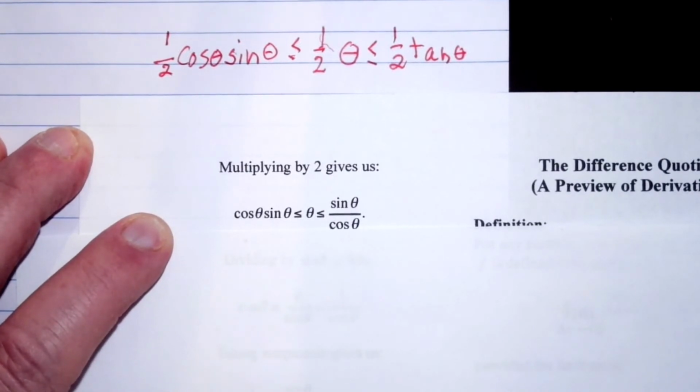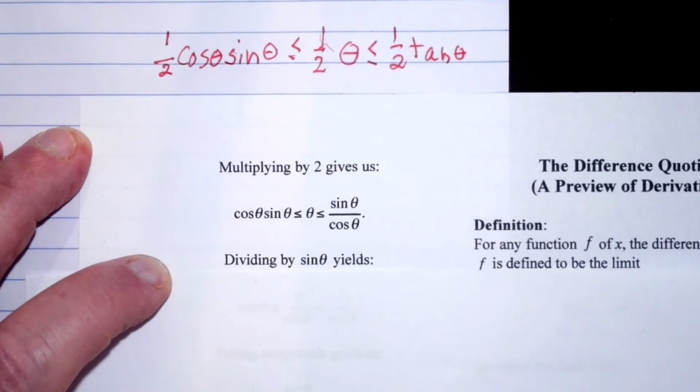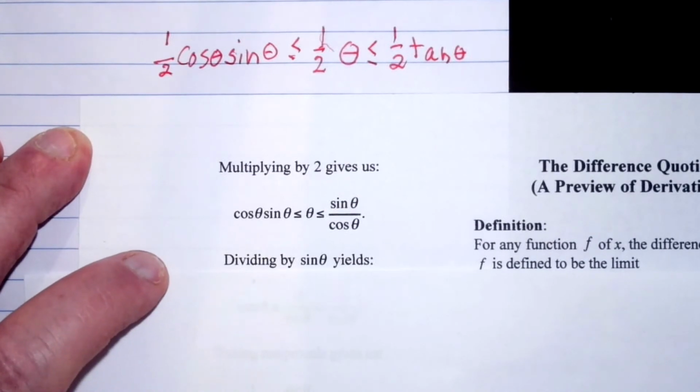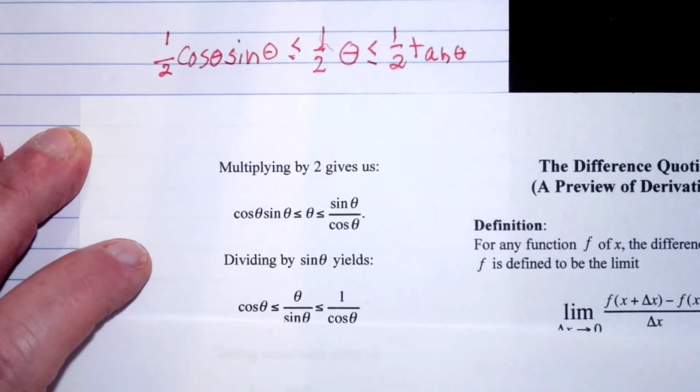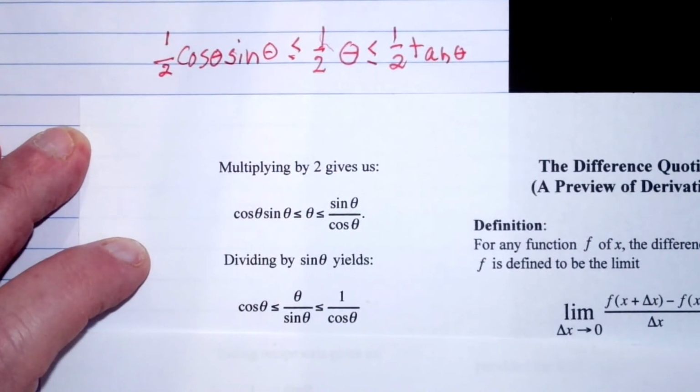Now we're going to divide each side by the sine of theta. And since we're in the first quadrant, the sine of theta is positive, and we're going to be dividing by a positive amount, and that means we don't have to worry about changing directions on the inequalities. So if we divide each of the 3 parts by sine of theta, we get cosine of theta is less than or equal to theta divided by sine of theta is less than or equal to 1 over cosine of theta. I hope that middle part is looking familiar.